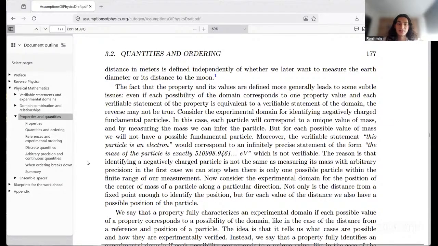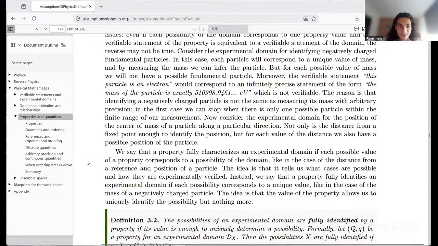The reason is that identifying a negatively charged particle is not the same as measuring its mass with arbitrary precision. In the first case, we can stop when there is only one possible particle within the finite range of our measurement. Now consider the experimental domain for the position of the center of mass of a particle along a particular direction. Not only is the distance from a fixed point enough to identify the position, but for each value of the distance, we also have a possible position of the particle. We say that a property fully characterizes an experimental domain if each possible value of a property corresponds to a possibility of the domain, like in the case of the distance from a reference and a position of the particle.